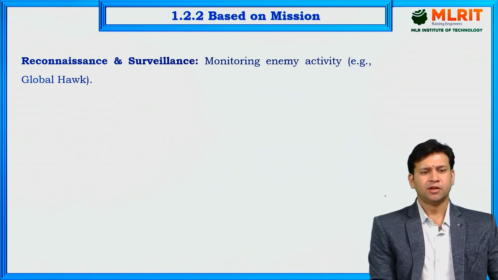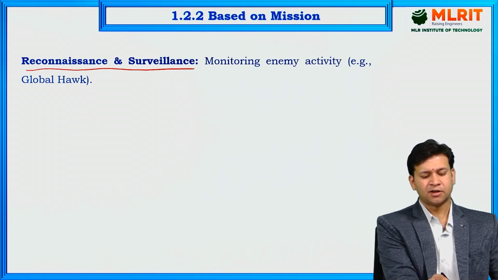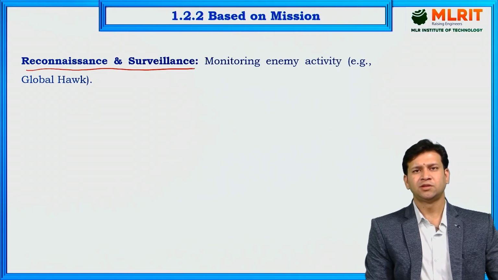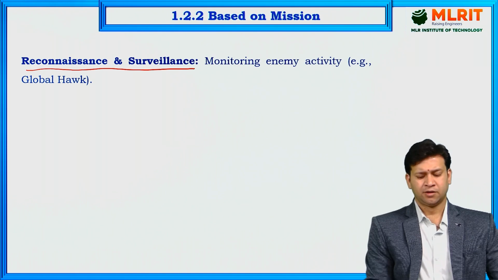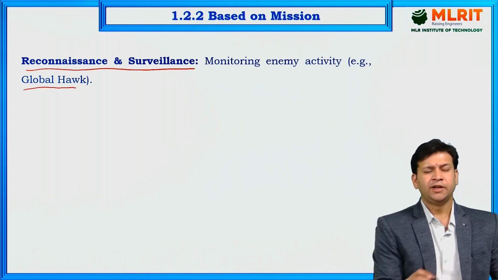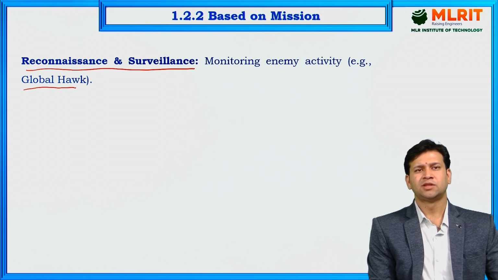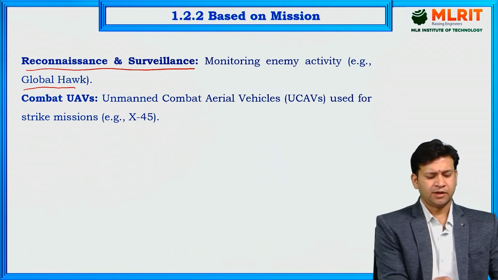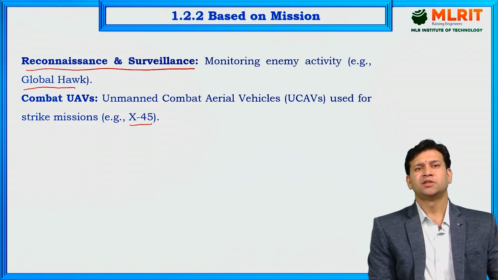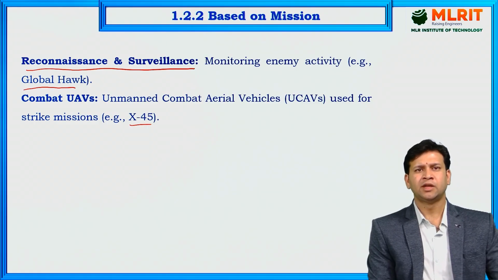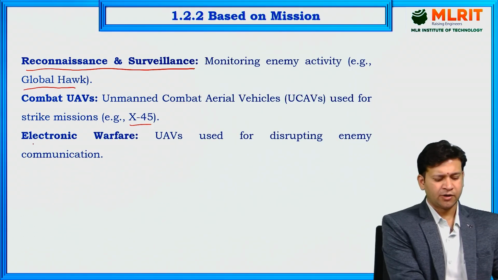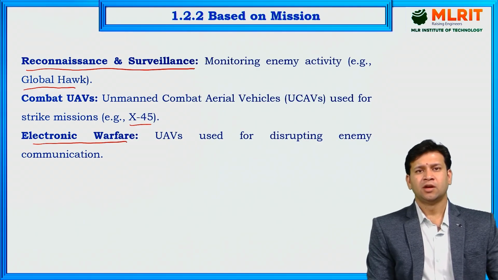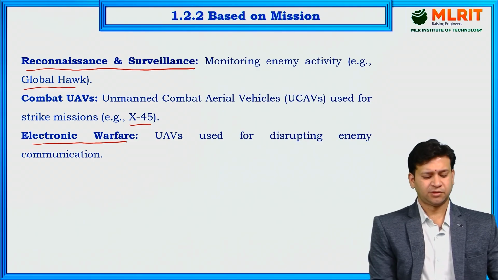Based on mission, the unmanned air vehicles for military applications come under the category of reconnaissance and surveillance to monitor enemy activity. One of the most widely used unmanned air vehicles for reconnaissance and surveillance is Global Hawk. Combat UAVs like X-45 are used for strike missions, where they are used for air-to-air strikes, air-to-ground strikes. Electronic warfare UAVs are used for disrupting enemy communications.